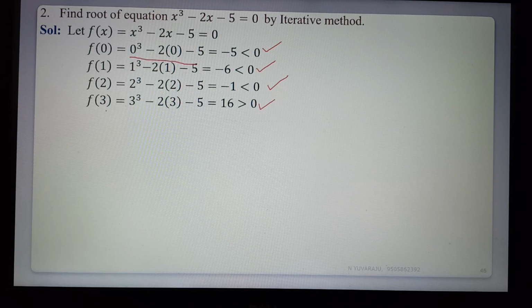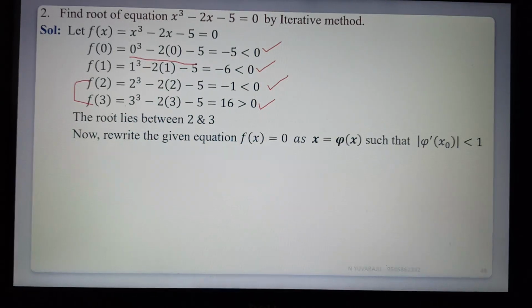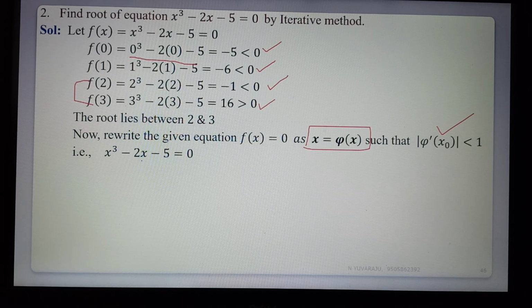So here the root lies between 2 and 3, since f of 2 is negative and f of 3 is positive. Now we rewrite the given equation as x is equal to phi of x, such that it satisfies the convergence condition. The given equation is x cube minus 2x minus 5 is equal to 0, so x cube is equal to 2x plus 5, and x is equal to (2x plus 5) whole power 1 by 3. This is the phi of x.